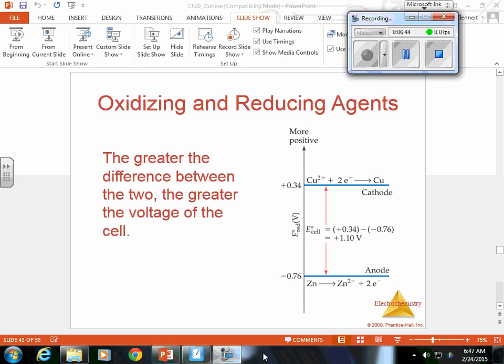So that concludes section 20.2, voltaic cells.